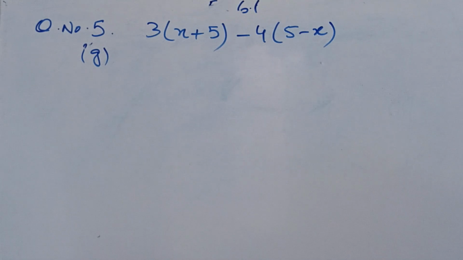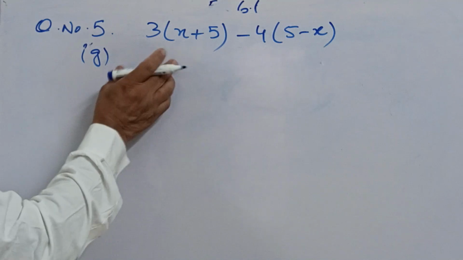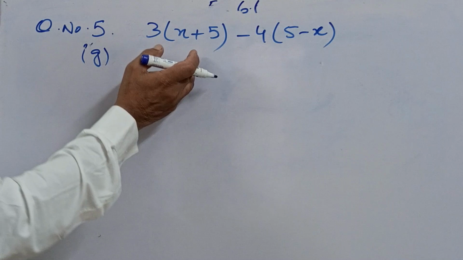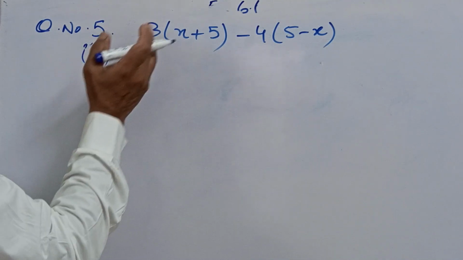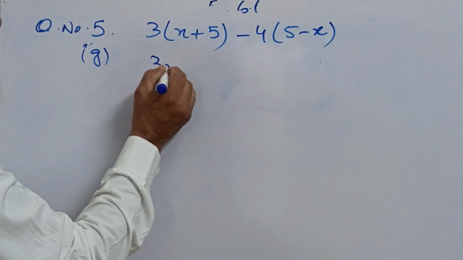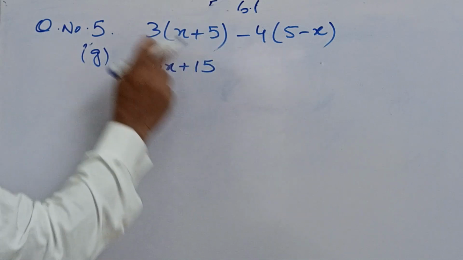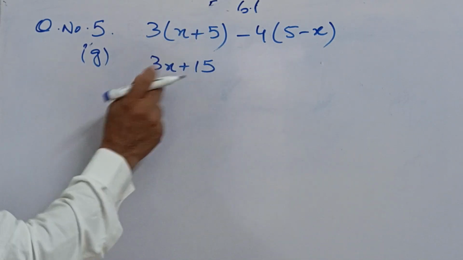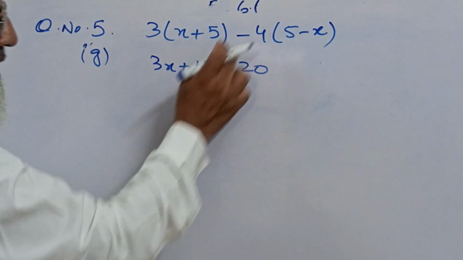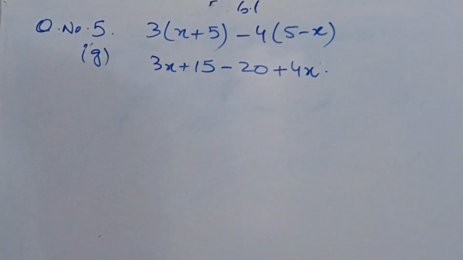Now this is a new sort of question. Now you have to multiply each individual element inside the bracket by the element which is outside, both of them individually. It will become 3x plus 15, 3 times 5 is 15, and minus 20, 4 times 5 is 20 with the minus sign, and with the plus sign it will become 4x. Okay.